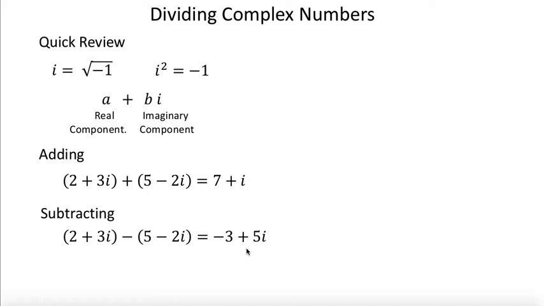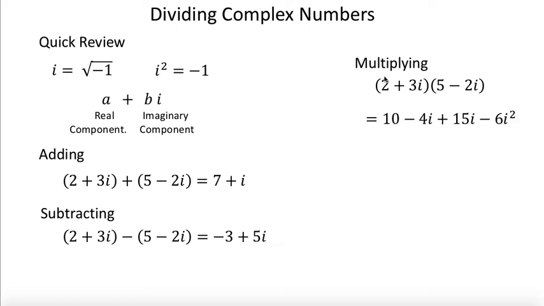Same with multiplying and dividing. Let's see multiplying first. So here we go, multiplying. If you look at this, it looks like just a normal binomial expansion. So we're just going to use FOIL. 2 times 5 is 10. 2 times -2i is -4i. 3i times 5 is 15i. And 3i times -2i is -6i squared.